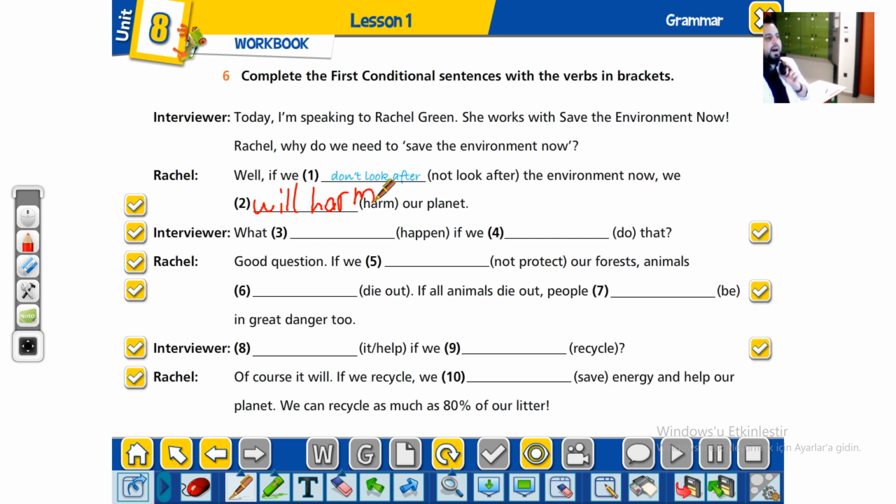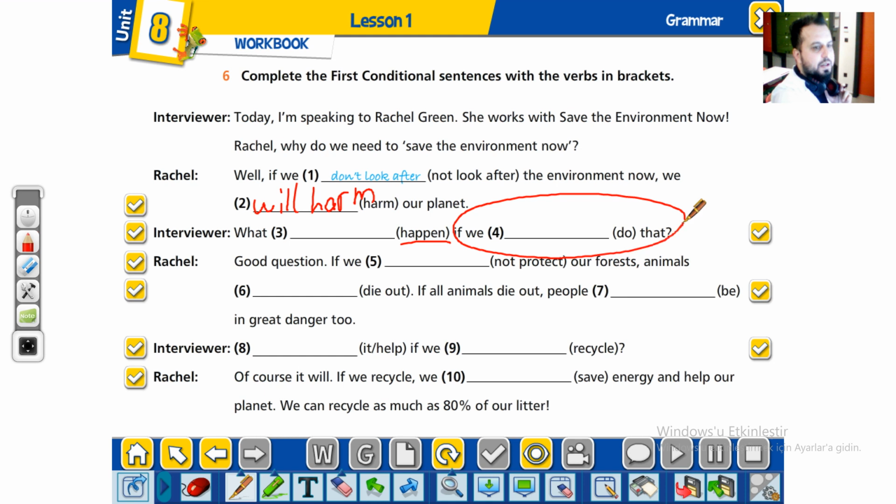The interviewer asked, what will happen? We need to use this word. If we, in if clause, we said it, we are going to use simple present tense here. If we do that, eğer bunu yaparsak, what will happen? Because we use simple present tense here, we need to use future tense in the first part. Good question. If we, in if clause conditional part, we need to use simple present tense.